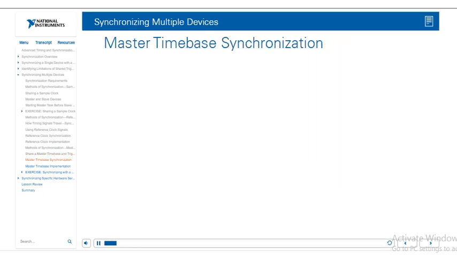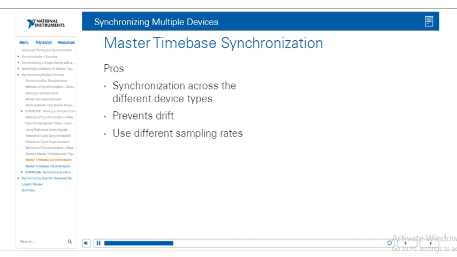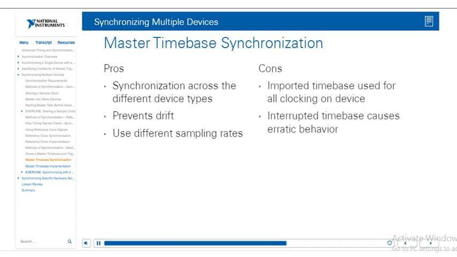We'll review a few of the pros and cons of master time base synchronization. So the pros are actually the same as the sample clock synchronization. First off, it allows synchronization across the different types of devices. It prevents drift, and we can actually use different sampling rates. The cons are that the slave device uses the imported time base for all clocking done on the card, and if that time base is interrupted, it's going to cause erratic behavior.